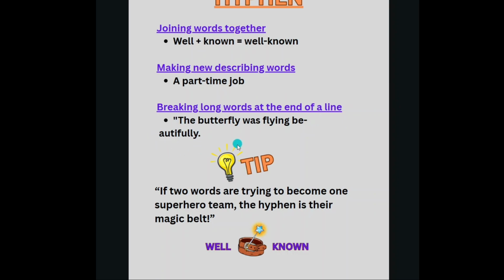So what's the tip? The basic tip to teach your kids is to give them the concept that if two words are trying to become one superhero, the hyphen is their magic belt. Look, this is well, this is non, so there must be a hyphen because it is the magic belt.